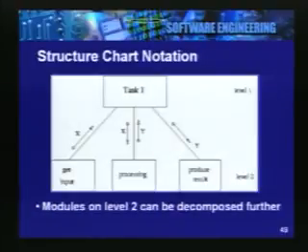If necessary, the modules on level 2, such as the processing module, can be decomposed further. So, the hierarchy can consist of multiple levels depending on the complexity. We can keep decomposing till we arrive at a module which is clearly specified and which can be implemented in terms of a code module which can be converted into a program.